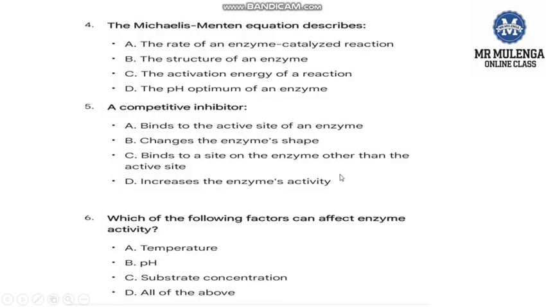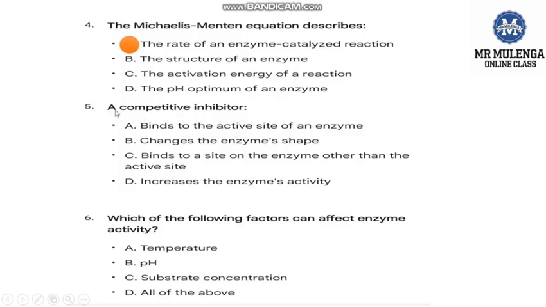Our question 4 reads, the Michaelis-Menten equation describes A. The rate of an enzyme catalyzed reaction, B. The structure of an enzyme, C. The activation energy of a reaction, D. The pH optimum of an enzyme. So here we want to find out what the Michaelis-Menten equation describes. So this equation just describes the rate of an enzyme catalyzed reaction. So the correct answer here is A.